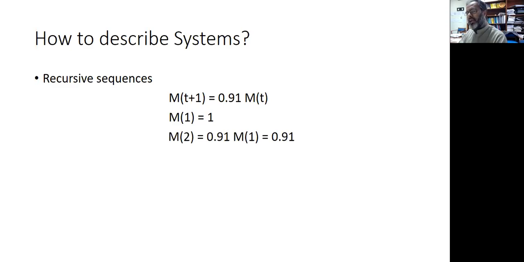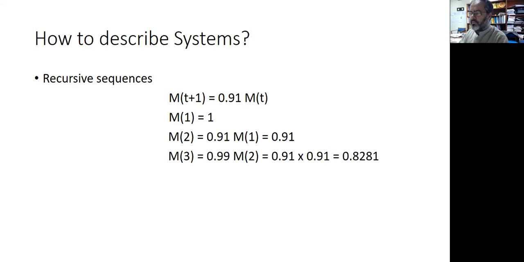So the second number is 0.91. And then the third number is 0.91 times M of 2, which is that 0.91 has to be multiplied 2 times, and so on. Okay, so you can see now how this sequence is getting generated.